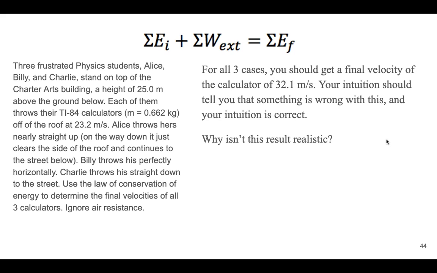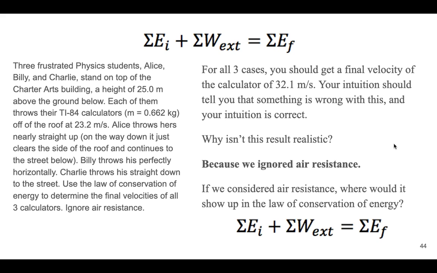If you were to actually do this in real life, you would find that they wouldn't all have the same final velocity. Intuitively, this feels a little weird: one throws it straight up, one throws it straight sideways, one throws it straight down, and yet they all hit the ground with the same velocity. That's not actually very realistic. So why isn't it realistic? It's because we've ignored air resistance.